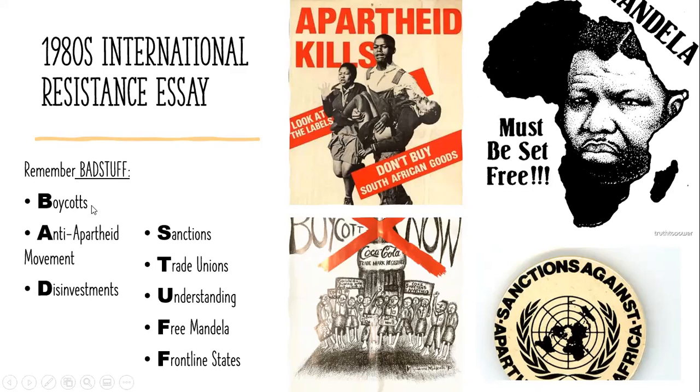Each of these would be a paragraph. Because you know, okay, I have to do a paragraph on the boycotts, I have to do a paragraph on the anti-apartheid movement, you know you've covered everything. You can see the apartheid kills, look at the labels, don't buy South African goods. If you were to guess, that is consumer boycotts, where people didn't buy South African products.